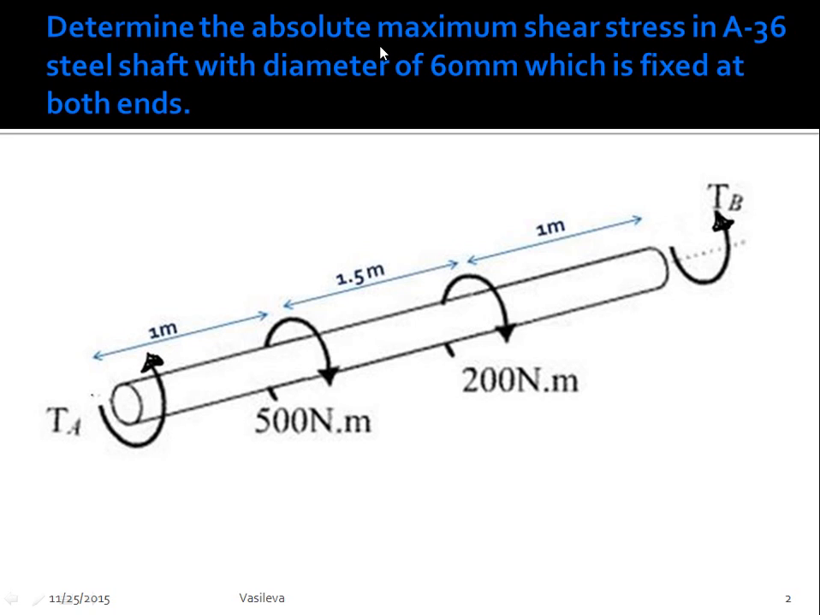So the question asks us to determine the absolute max shear stress in a A36 steel shaft with diameter 60 millimeters, which is fixed at both ends. So right here we're fixed, and right here that probably means that we're just in between a wall.